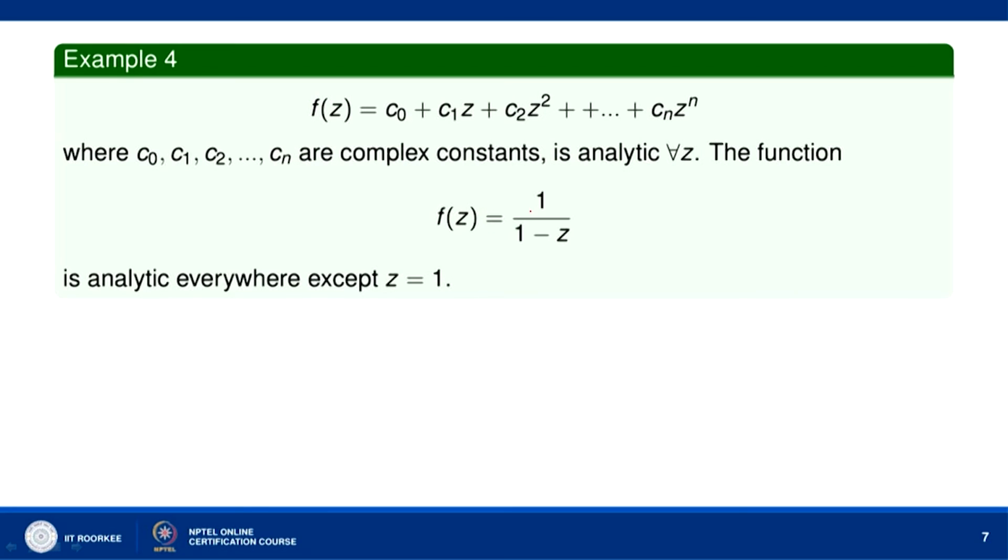If you look at the function f(z) equal to 1 over 1 minus z, we can see that it is not defined at the point z equal to 1. And so, for all other points z, we can find its derivative, f prime z is equal to minus 1 over (1 minus z) whole square into minus 1, that is 1 over (1 minus z) whole square. So, for all z not equal to 1, the function f(z) is differentiable, and therefore, we can say that it is analytic for all z except z equal to 1.